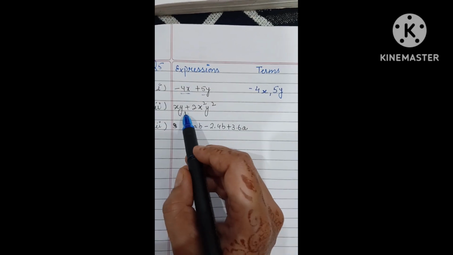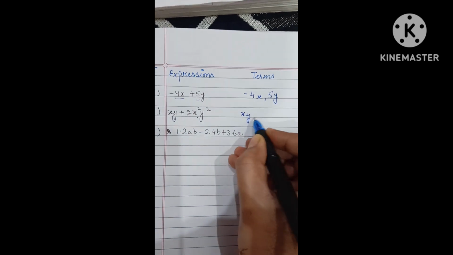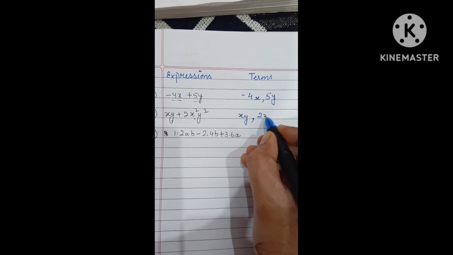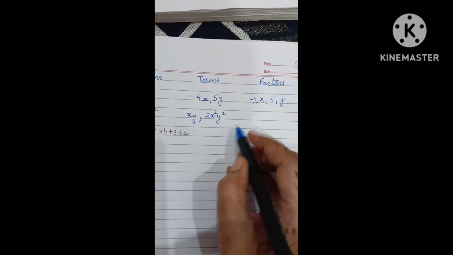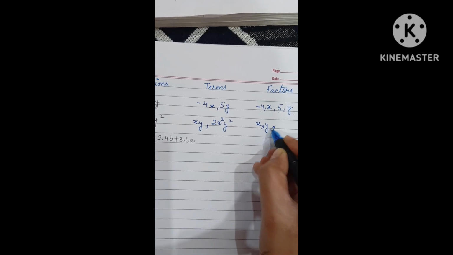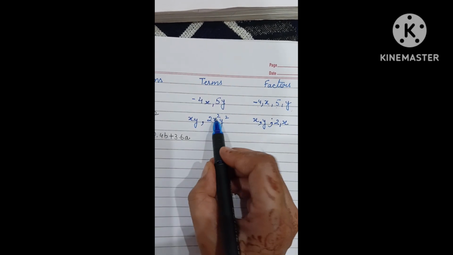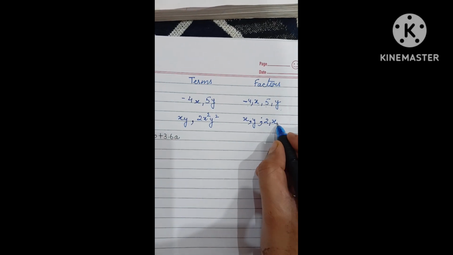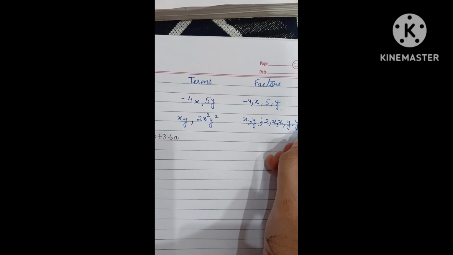Now in this question there are 2 terms, so we will write xy comma 2x square y square. For the first one factors are x comma y, and for the second one factors are 2, x square means x comma x, y square means y comma y.